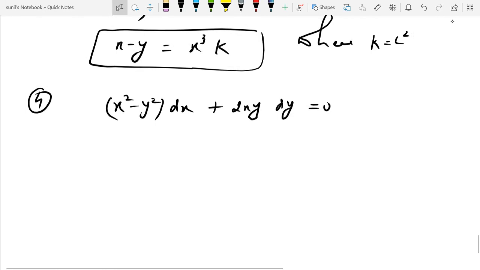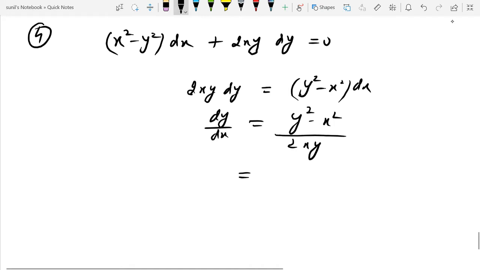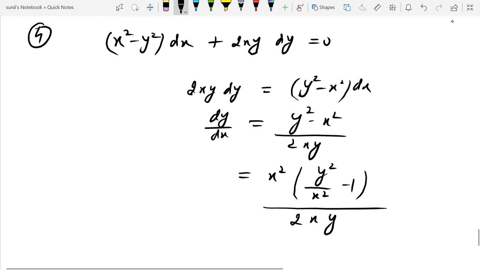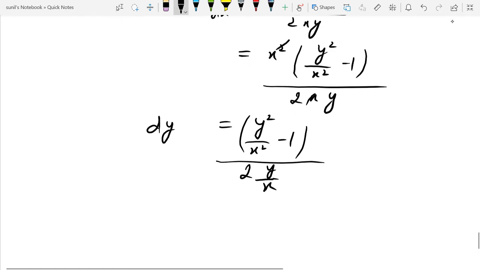We can write this as 2xy dy is equal to y square minus x square dx, and dy by dx is equal to y square minus x square upon 2xy. Also, if I take x square as common, I can write this as y upon x square minus 1 upon 2 y upon x. So clearly it is a homogeneous function of degree 0.